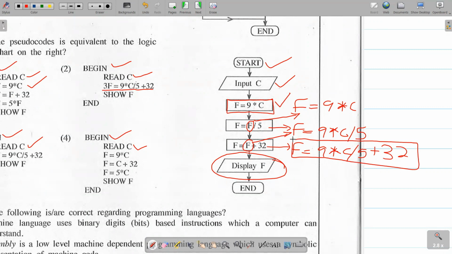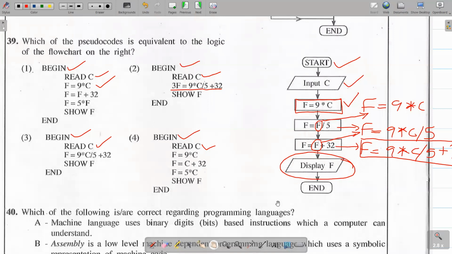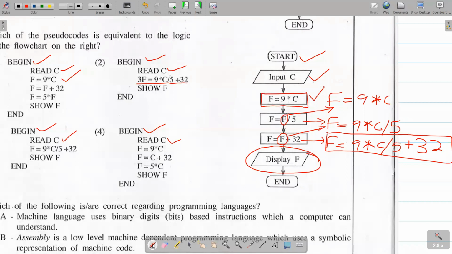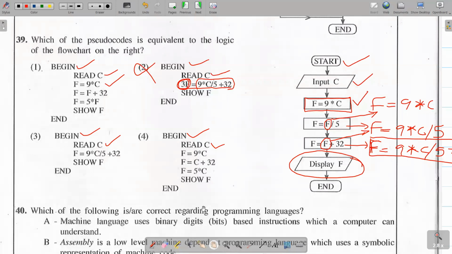So in the second question, it takes that particular equation. It says 9 into C divided by 5 plus 32. The problem is it is being equal to the 3F. It's not the 3F that it's going to be, it's only the F that it's going to be. Because of that, this is disqualified. Third answer is having F equals 9 into C divided by 5 plus 32. Yes, that seems to be a correct one. So we can say that this is going to be the correct algorithm.